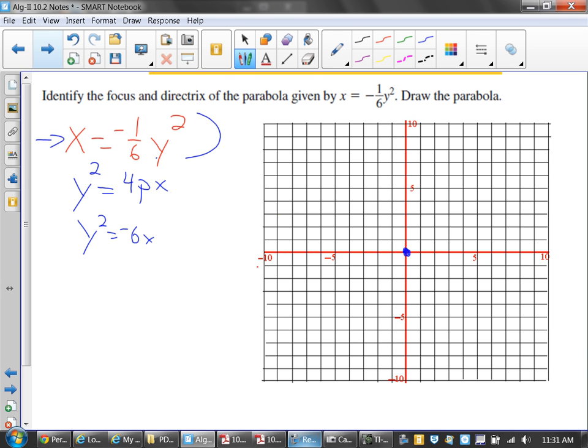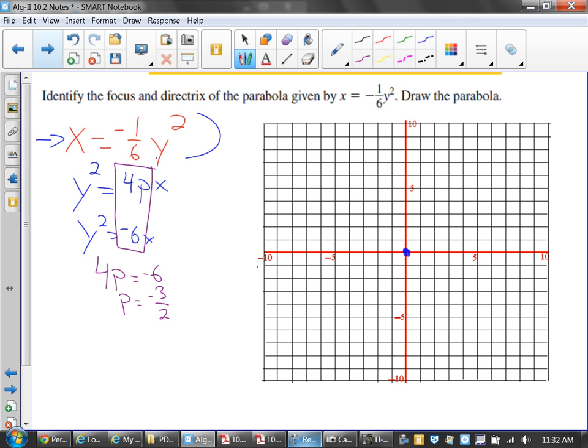What happens now is that if you notice how we set this up, everybody see how 4p is the coefficient of x in the generic equation, but yet negative 6 is the coefficient in our problem? That means in order to figure out what p is, we set them equal to each other. So p is negative 3 over 2. Are we okay with that? Negative 6 over 4 is negative 3 over 2? Okay.